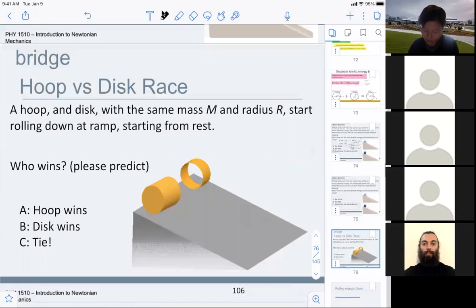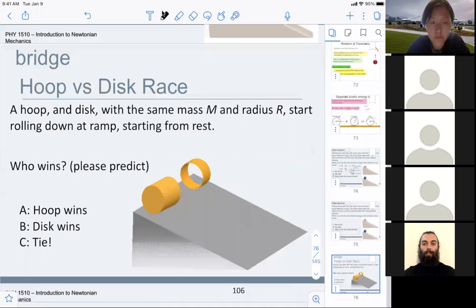I know you have probably done this already, but let's do a really quick vote. If you want to change your answer at this point, you can. Make a prediction of which one will win the race, meaning which one reaches the bottom first. And then we're going to take a look at the demo to see if our prediction is correct.